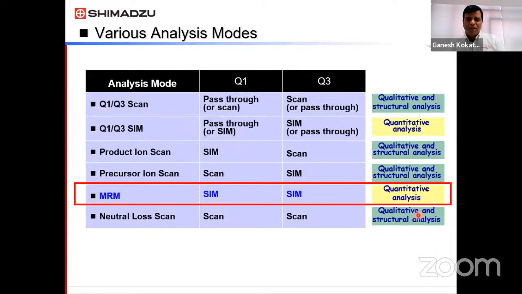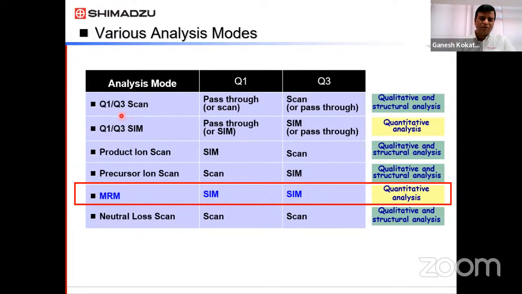Now we are focusing on how the analytical modes are important and how we identify the different analytical modes. When we focus on the analytical modes, we have different modes like scan, SIM mode, product ion scan, precursor ion scan, MRM, and neutral ion loss. So don't get confused. Each and every mode has its own specification. For example, scan means I'm just scanning the sample, nothing else, passing through Q1 or Q3, just qualitative analysis for structural elucidation.